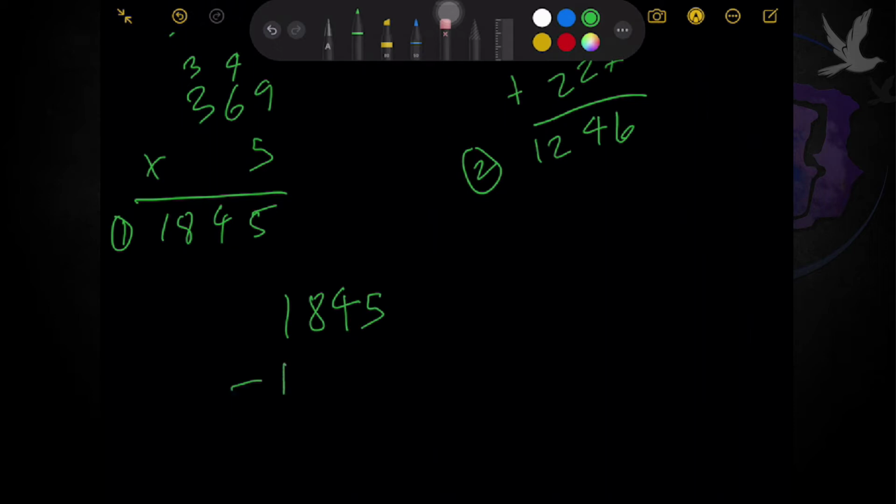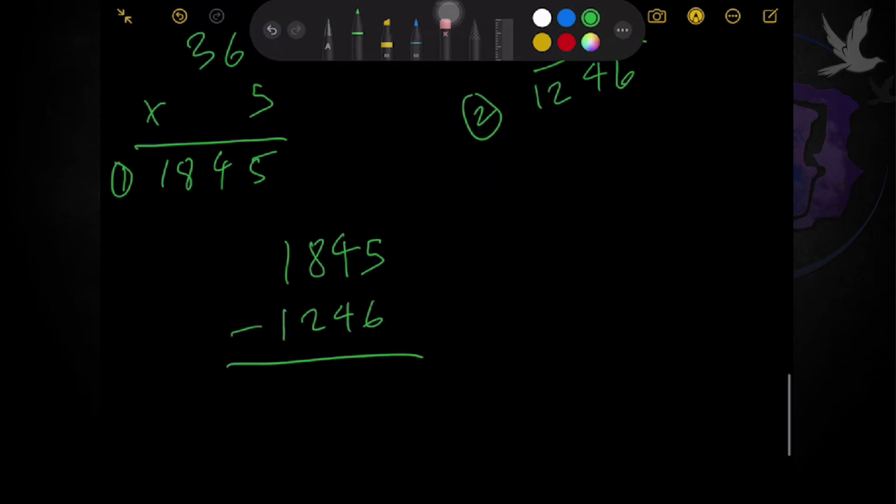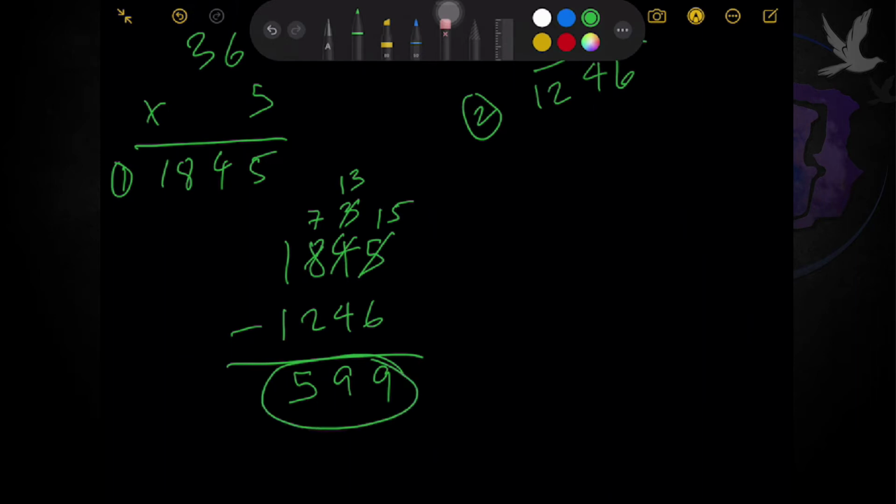Okay. So, proceed with the basic lang muna, which is 1,845 minus 1,246. So, doing so, we now have borrowing tayo. This will become 3. This will become 15. 15 minus 6 will give us 9. 3 minus 4 cannot be. Borrow na naman tayo dito. This will become 7. 3 minus 4, syempre magiging 13 yan. 13 minus 4 will give you another 9 na naman. And 7 minus 2 will basically give you 5. Okay. So, this is not yet your answer because this 599 belongs to the motorcycles.